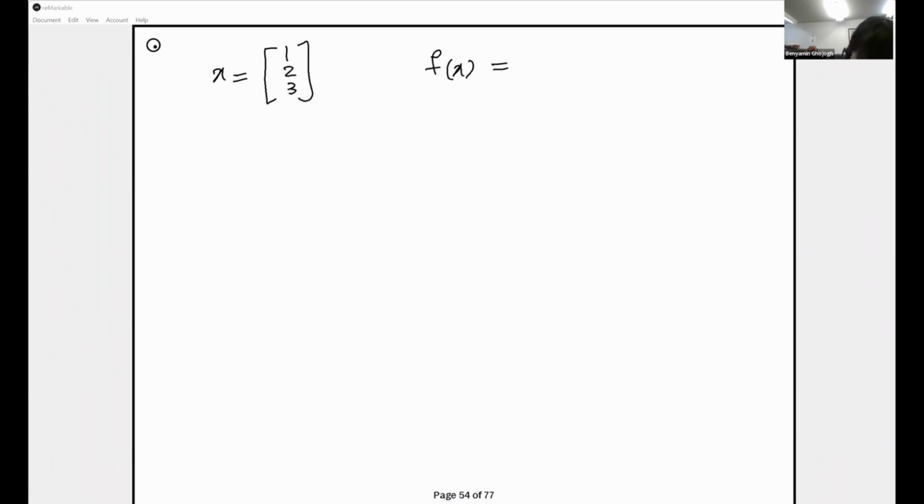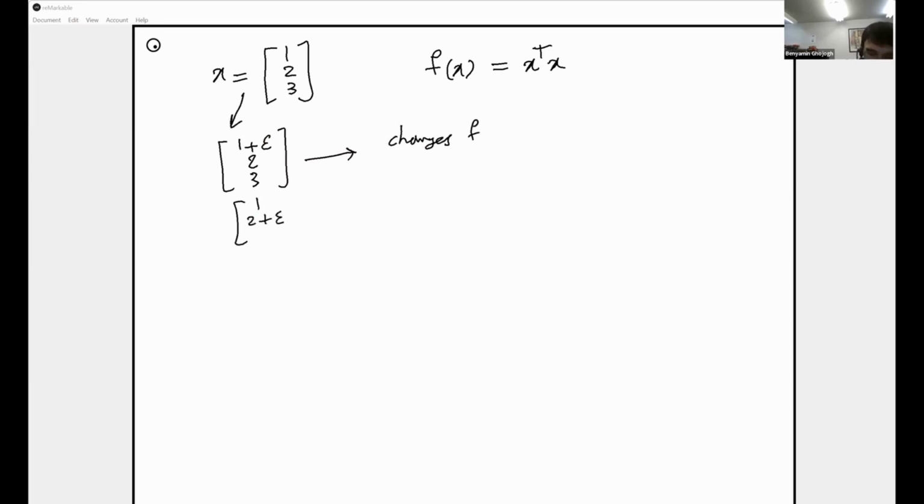and the function of x is a scalar. For example, x transpose x, right? It's a scalar. Now, whenever you change the first element, this epsilon might be positive or negative, and you don't change the other elements. This changes f. Now go to the second element, change it a bit, and don't change the other elements. This also changes f a bit. Do it for the third element. For every element, you change it. This changes f too. Is that correct?